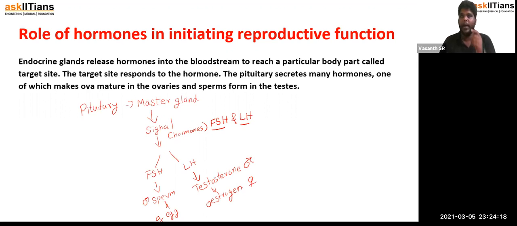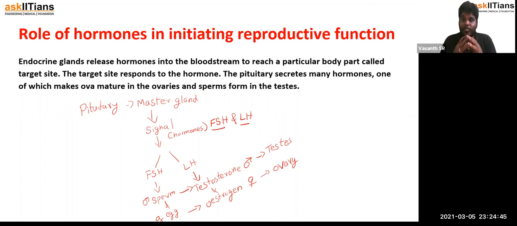These are the functions of the hormones in this body. So the testosterone will be produced from the testis. Testosterone and sperm will be produced from the testis, and the egg and the estrogen will be produced from the ovary or ovaries. Okay, so these are the roles of hormones when it comes to reproductive function.